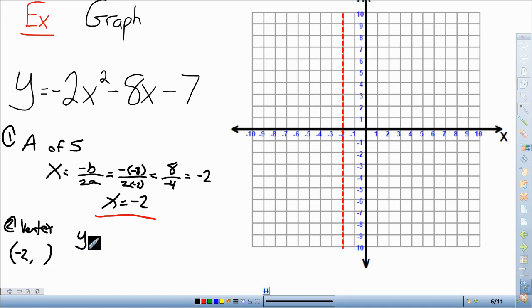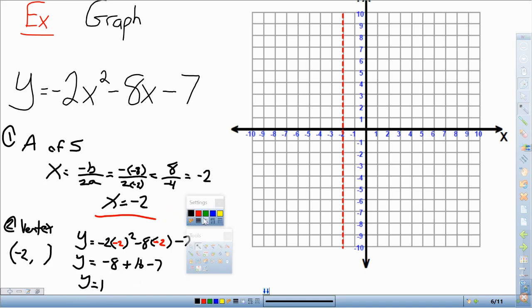So y equals negative 2 times x squared minus 8 times x minus 7, and our x value is a negative 2. Okay, so let's see what happens. Negative 2 squared is 4. 4 times negative 2 is negative 8. Negative 8 times negative 2 is a positive 16 minus 7. All right, so let's see. 16 minus 8 is 8. 8 minus 7 gives me 1.